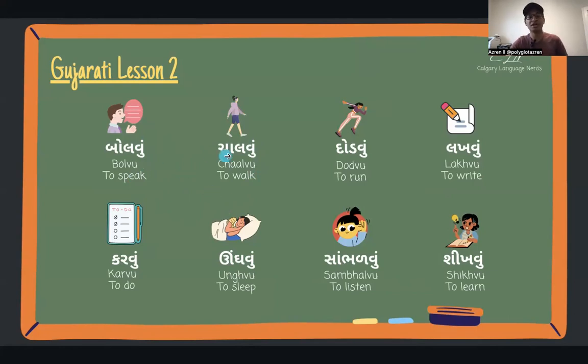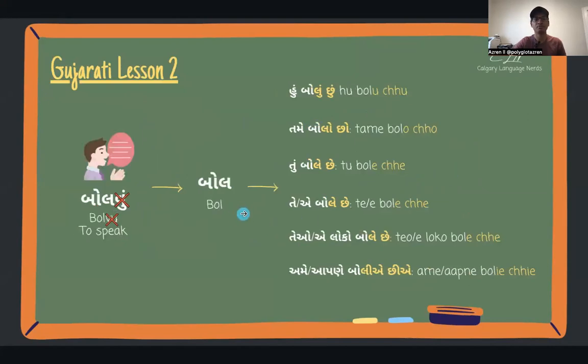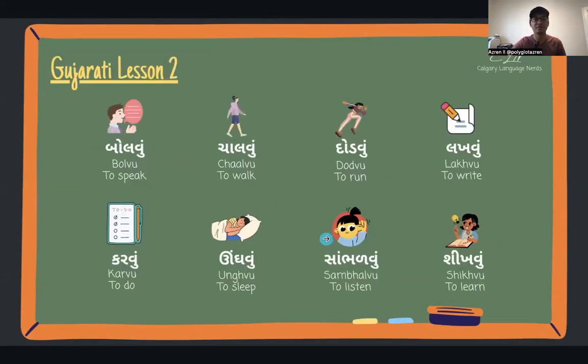What I want you to do is for each of these verbs, write down how you would conjugate these verbs with hun, tu, tame, te, e, teo, ame, apne. So just like I did over here, bolvu, we did hun bolu chu, tame bolo cho, tu bole che, te bole che, teo bole che, ame apne bolie che. The same way, six different sentences. I want you to do the same for each of these verbs.